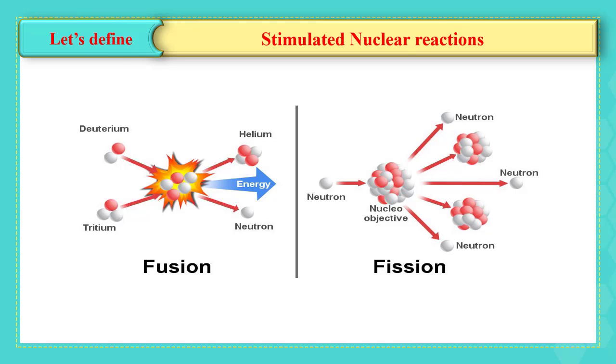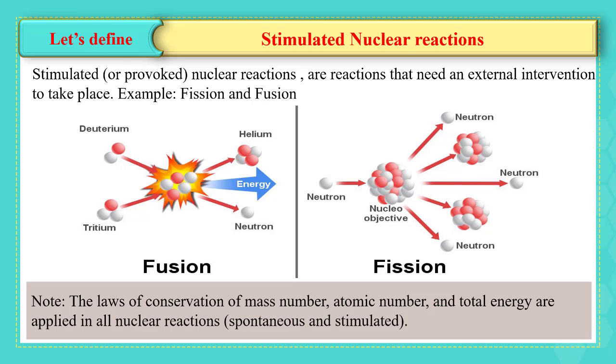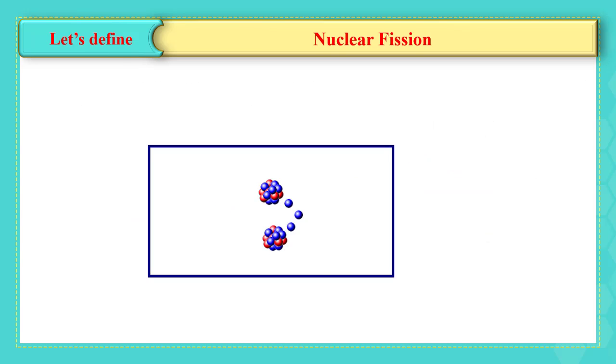The stimulated nuclear reactions are reactions that need external intervention to occur. There are two types of stimulated nuclear reaction, fission and fusion. Note that the laws of conservation of mass number, atomic number, and total energy are also applied in stimulated nuclear reactions like the spontaneous ones. The interaction of a particle with a heavy nucleus called fissile causes the splitting of this nucleus into two lighter nuclei with emission of other particles and radiation, as shown here in this animation. Such kind of reaction is called nuclear fission reaction.